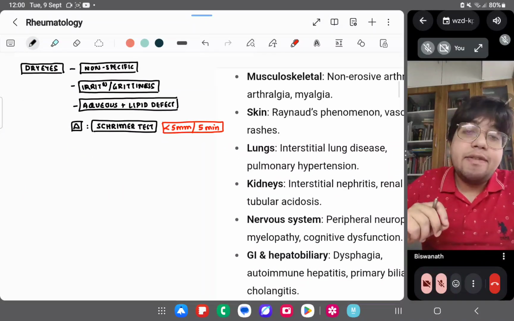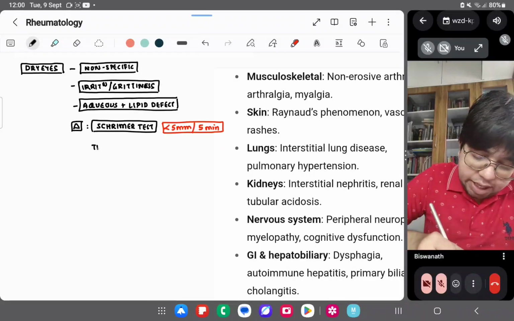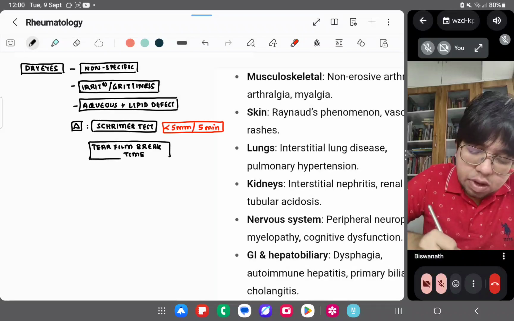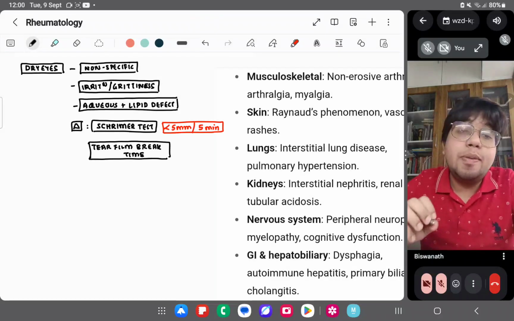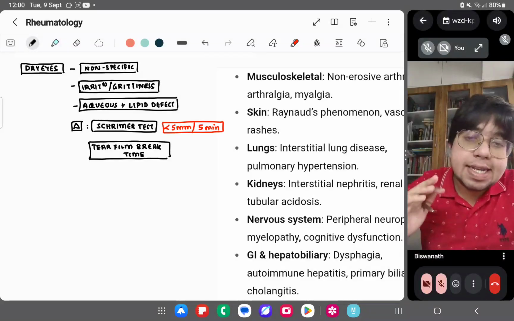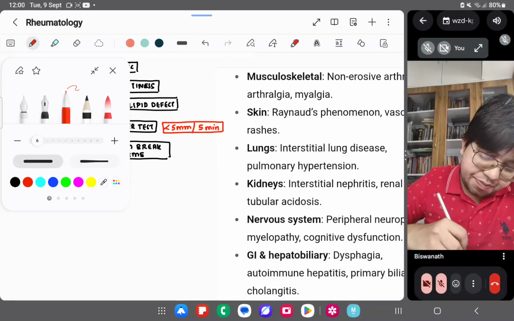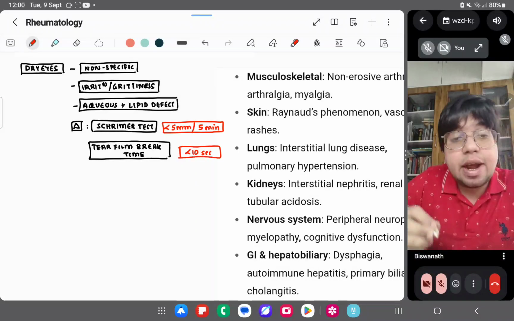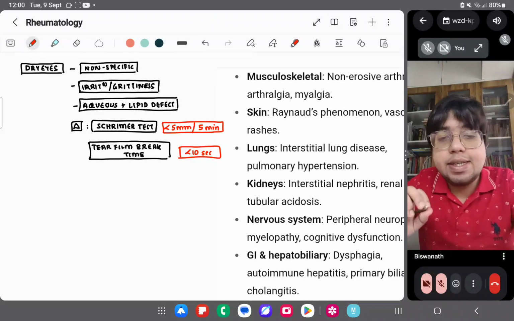Besides the Schirmer test, we have a second test called tear film break time, or tear film breakup time. If it is less than 10 seconds, then it is a dry eye.